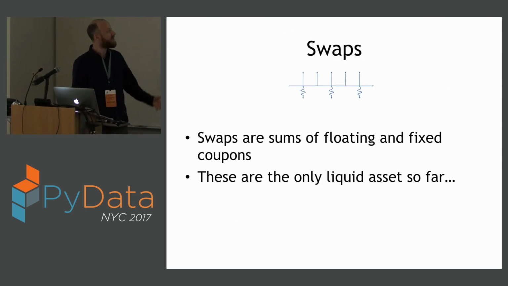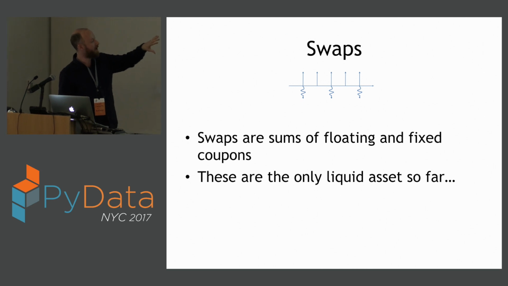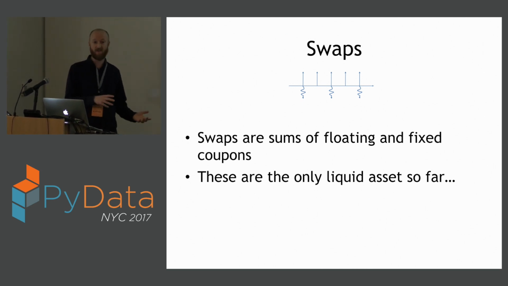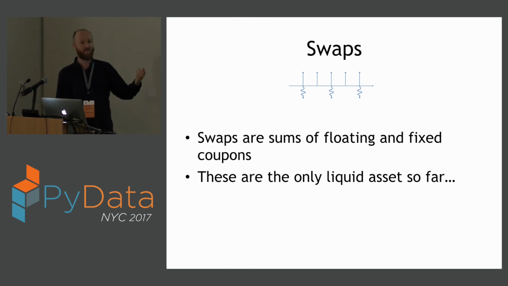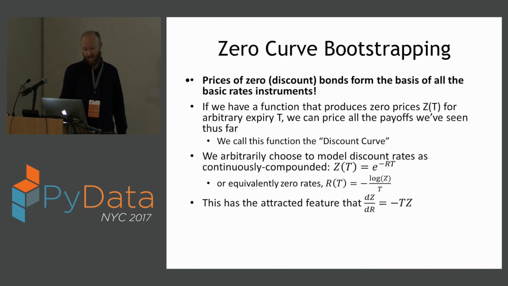So swaps, as we've kind of seen now, are just these sums of these two coupons. And so far from what we've seen, this is the only asset that's really traded in the market. You can't get access to anything else, even though it's these discount bonds that I need to price anything.